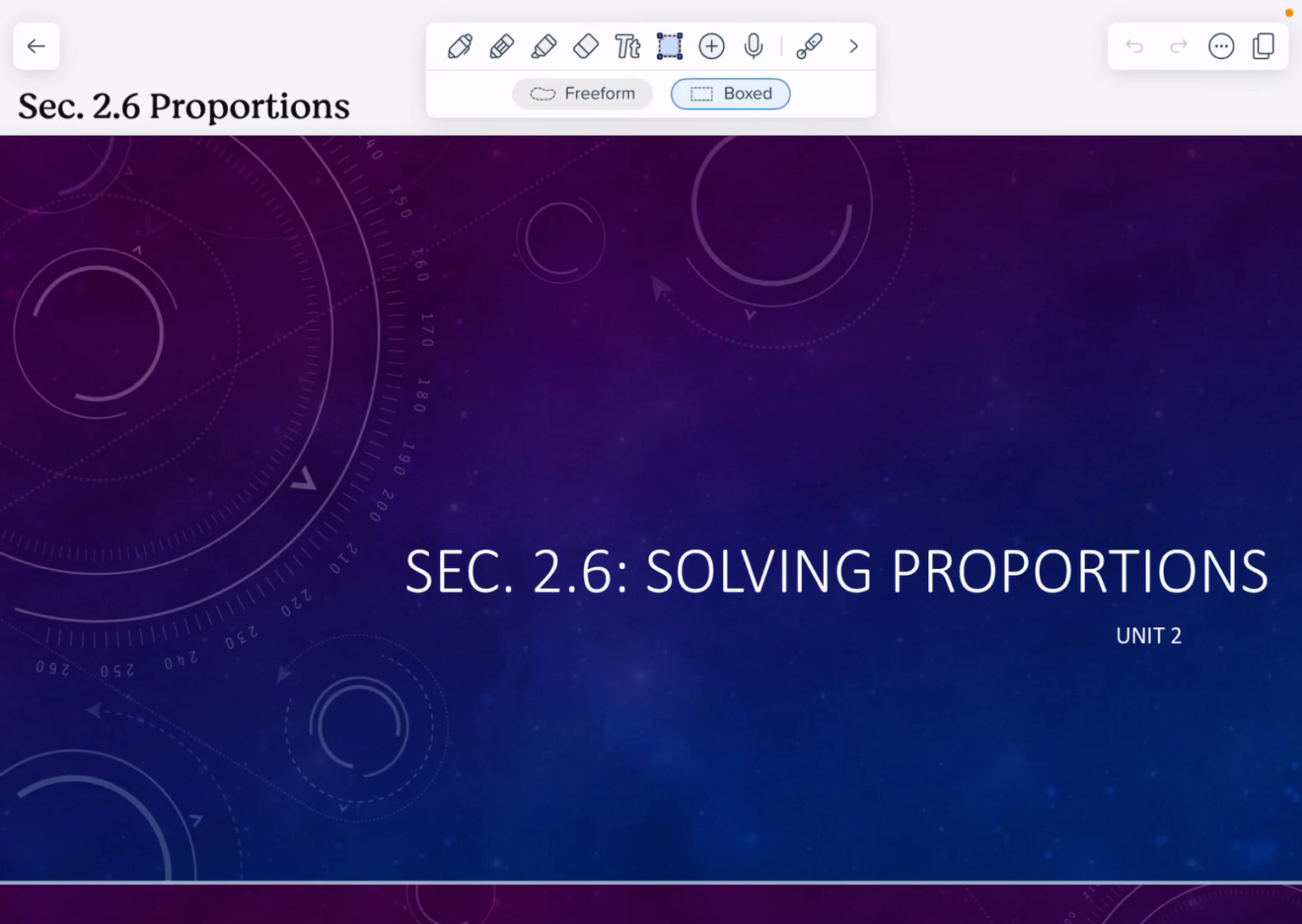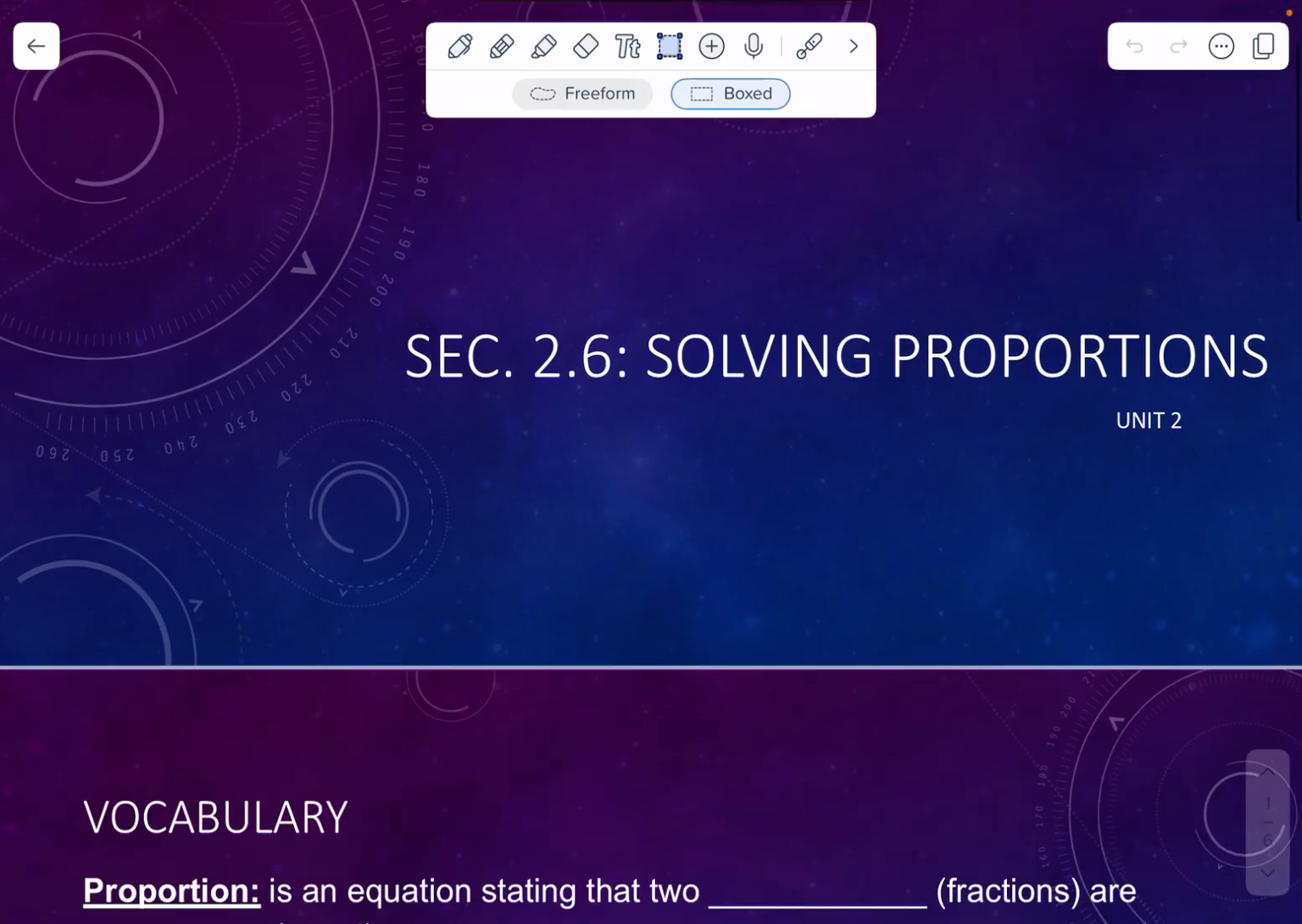Continuing on here into chapter 2. Today we're going to talk about section 2.6, solving proportions.